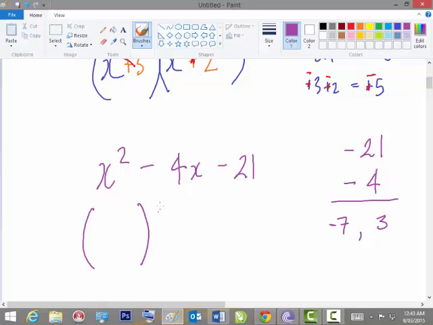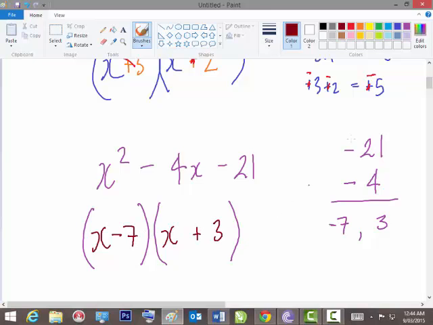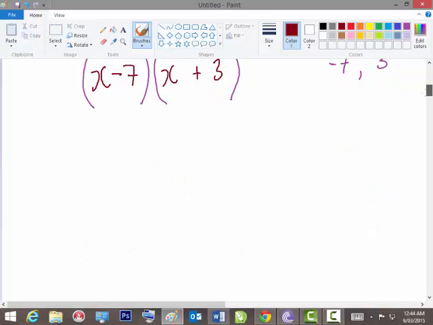Right, then open up the bracket. Basically, it's a one-line problem. Okay, one line question. You can solve it in one line. So open the two brackets up, and one has to be negative 7, the other has to be 3. Let's do another example.